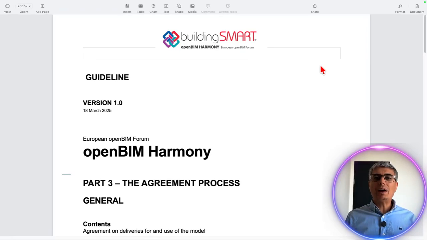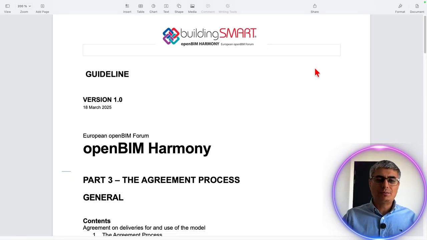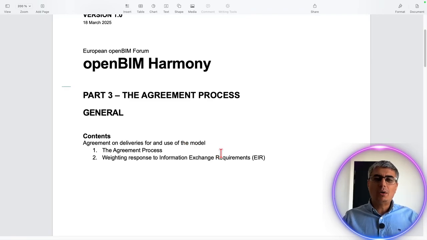Hey friends, a while back I started a series about openBIM Harmony. Today I'm going to continue because I don't like to leave things unfinished. Today's part is part 3, the agreement process. Contents: agreement on deliveries for and use of the model.